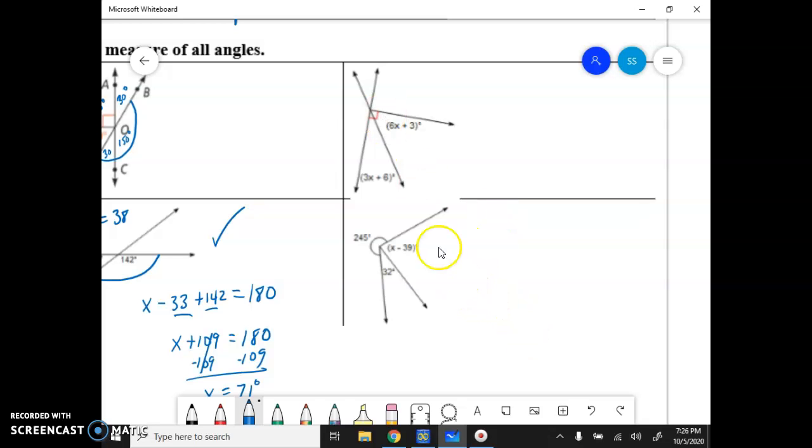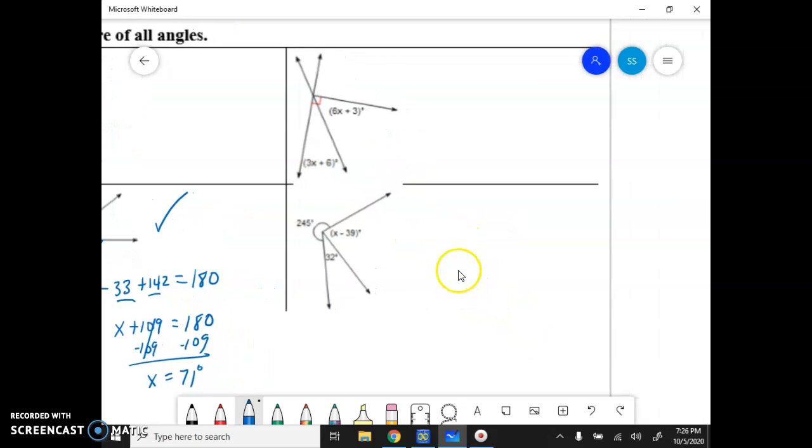All right, now we got a problem with a right angle. So it's just key to remember your angles here. This right angle is 90 degrees. And I know that this angle here plus this angle make up this right angle. So all I have to do here is say 6x plus 3 plus 3x plus 6. These two angles have to add up to equal 90, so I set them equal to 90, and then I just solve for x, right?